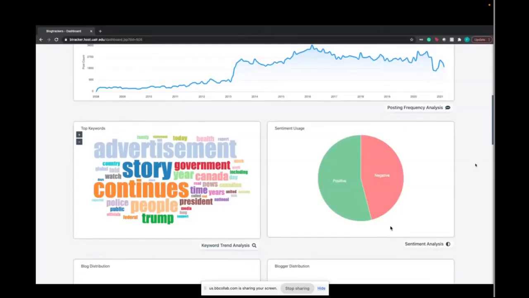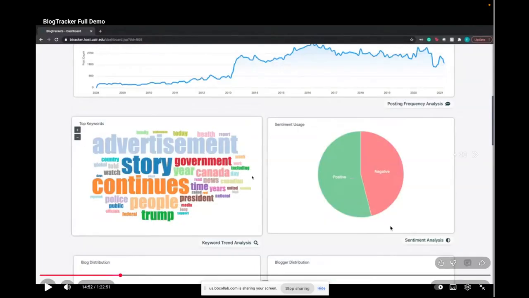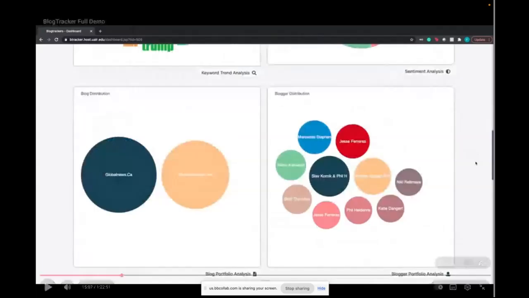Next we have the blog distribution. This part just tells us where exactly these blogs are coming from, like global news and another website. So this is what it is doing. The blogger distribution shows the bloggers, who are the people actually writing the blogs, posting on these blogging websites and talking about it. So yeah.